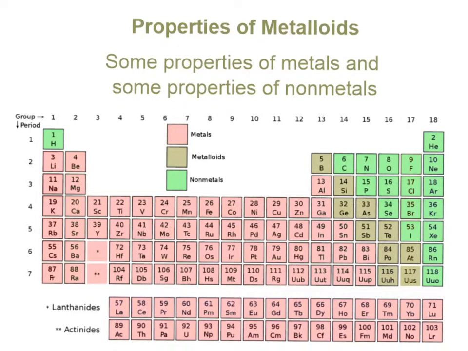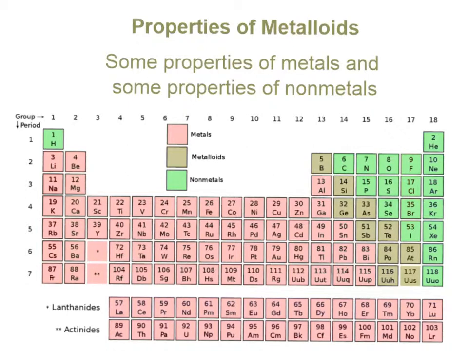You already know some properties of metals. They are shiny or lustrous. They're malleable and can be hammered into a shape, even a flat sheet. They are ductile, can be drawn into a wire, and they're good conductors of electricity and heat. You know, properties of nonmetals are the opposite. They lack all of those things.